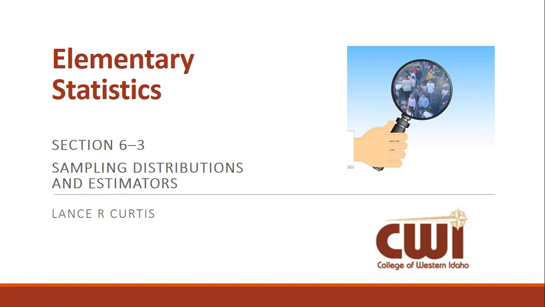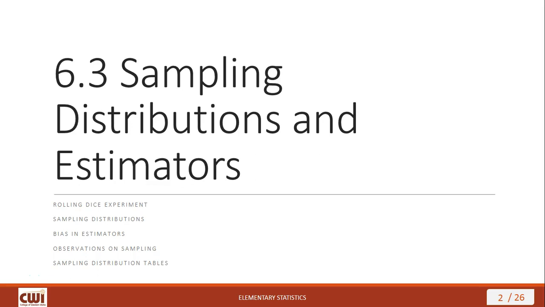I am Lance Curtis, and this is the lecture for Section 6.3, Sampling Distributions and Estimators. We're going to start off this lecture talking about a rolling dice experiment, which will lead us into a discussion on sampling distributions. We'll talk about bias and estimators, and note some observations on sampling, and then round up the lecture with some look at how to construct sampling distribution tables.